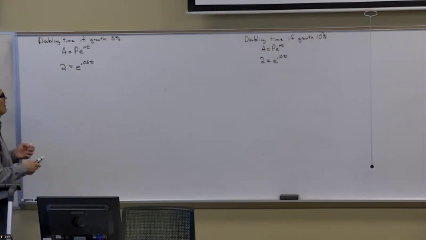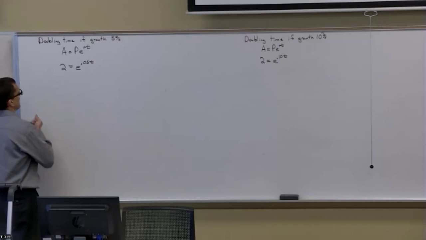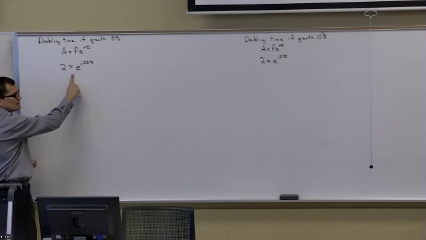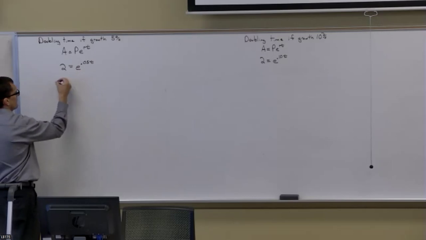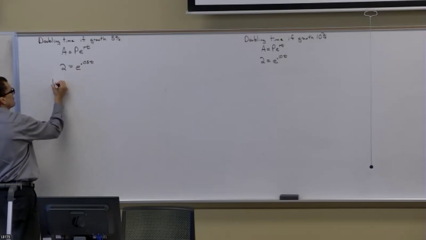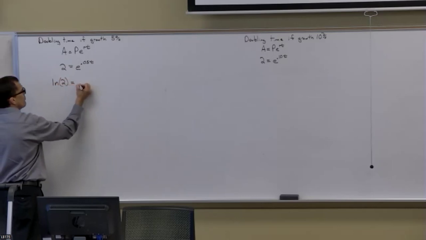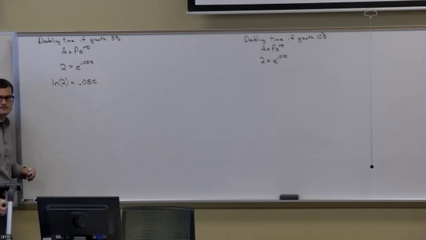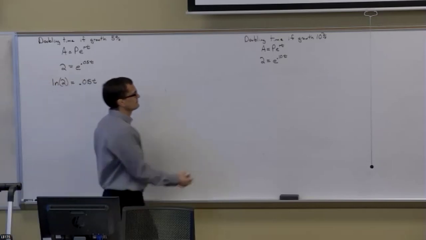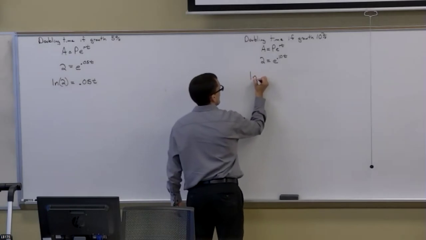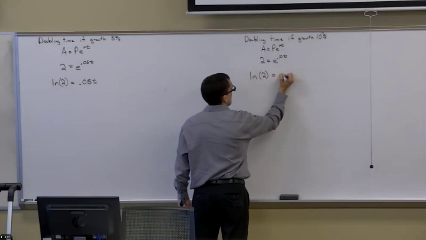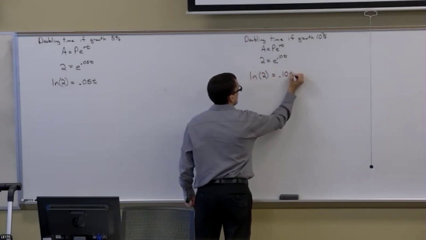So let's go ahead and solve these. These are pretty straightforward. Apply natural log. It's really nice to apply natural log to the right-hand side because natural log and e cancel each other out. So I'll end up with natural log of 2 is equal to 0.05 times t. Natural log of 2 is equal to 0.10 times t.